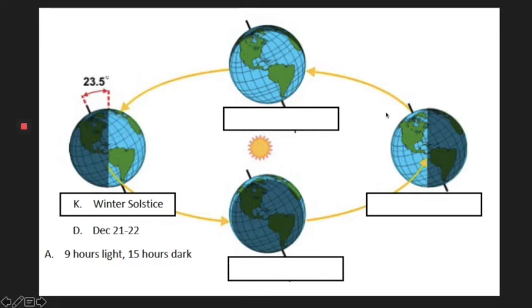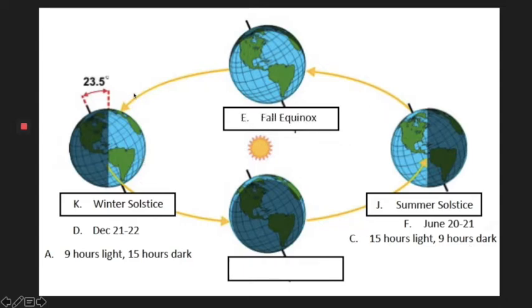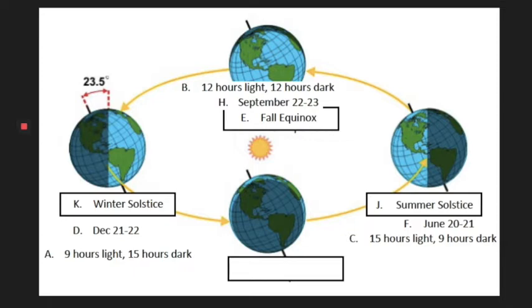That's in sharp contrast to 6 months later, when we have the northern hemisphere tilted towards the sun, getting more direct sunlight, even though it's farther away. So that is indeed the summer solstice, June 20th to 21st, and we have 15 hours of sunlight and 9 hours of darkness. What comes after summer and before winter? You got it, kids. Fall equinox, which is September 22nd and 23rd. Since it's an equinox, there's about equal amounts of light and darkness.